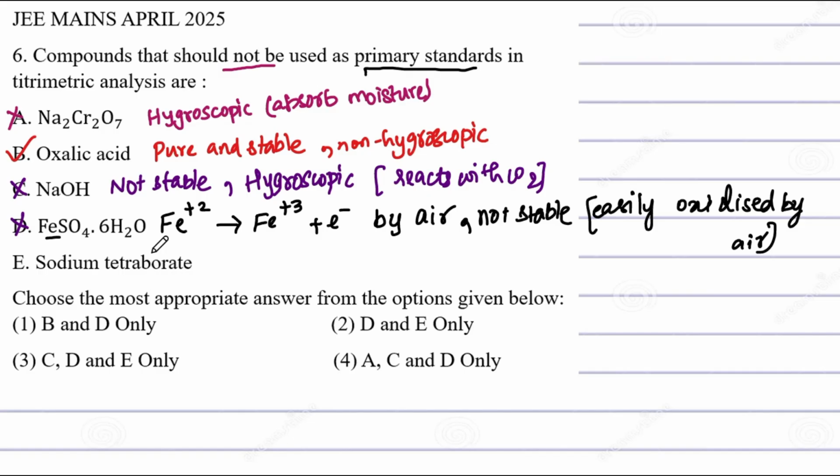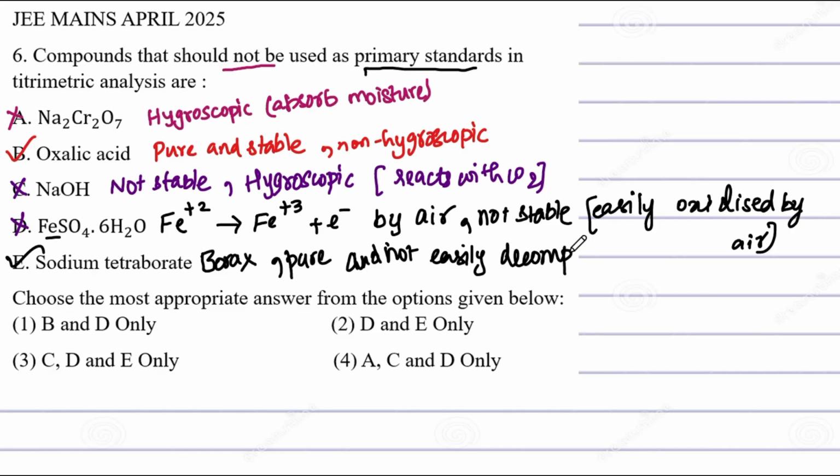Next one is sodium tetraborate, that is borax. Borax also can be used as a primary standard because it is pure and not easily decomposed. That is, borax is considered a stable compound. So out of the given compounds, A, C and D cannot be used as a primary standard. So the correct option is option 4. A, C and D cannot be used as primary standards. I hope you understood this question.